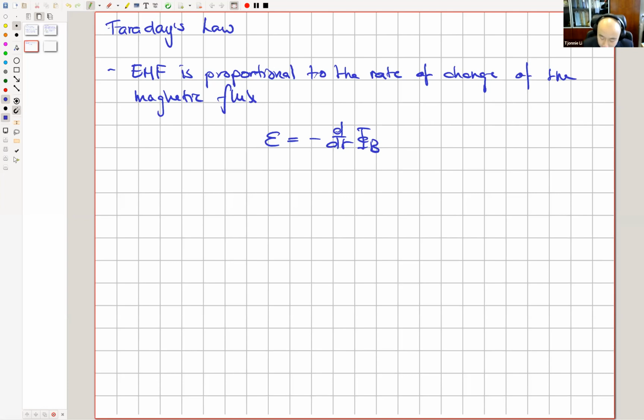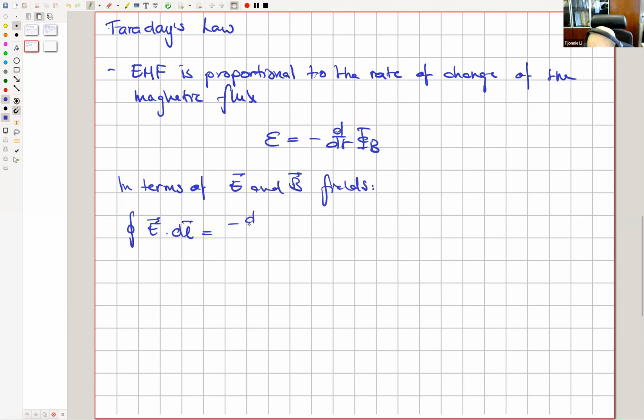Now, this is something that I can, in principle, rewrite in terms of the B fields. I have the result that the integral of E dot dl equals minus d by dt of the integral of B dot A. The left-hand side is curly E, the electromotive force, EMF, and on the right-hand side, I've got the negative of the rate of change, d by dt, of B dA.